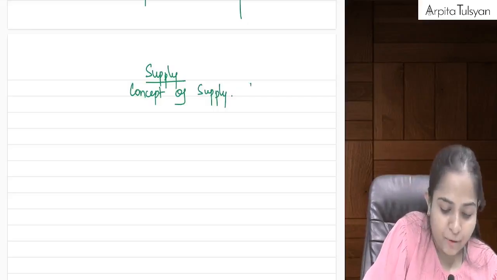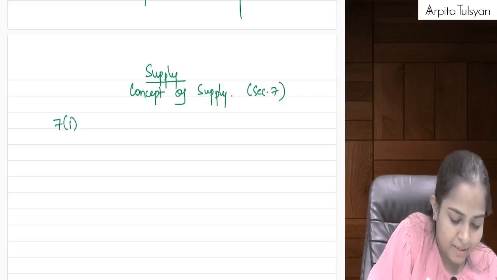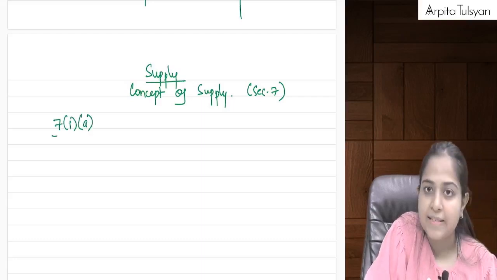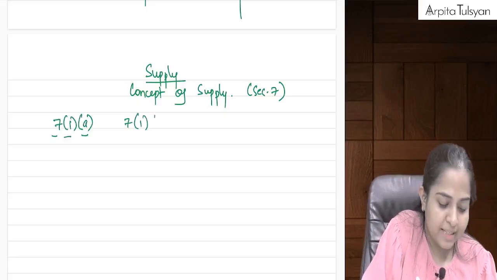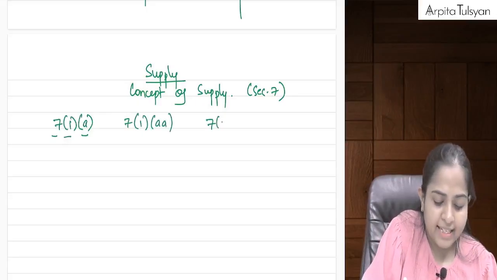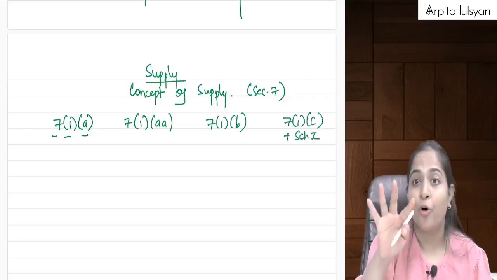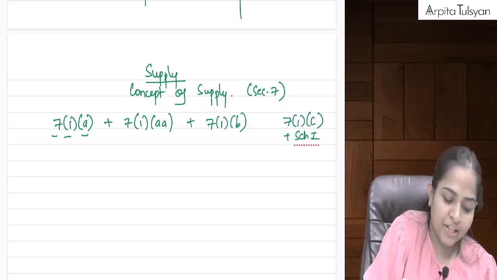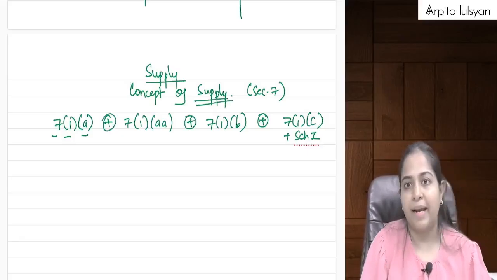right? Concept of supply is nothing but section number 7. Then we did section number 7.1a. This is section 7, subsection 1, clause A. Then we did section number 7.1AA. Then we did section number 7.1b, and then we did section number 7.1c. Here we did schedule number 1, 4 paras. Whatever transaction falls under any of these 4 cases will be considered as a supply. This is what we did.